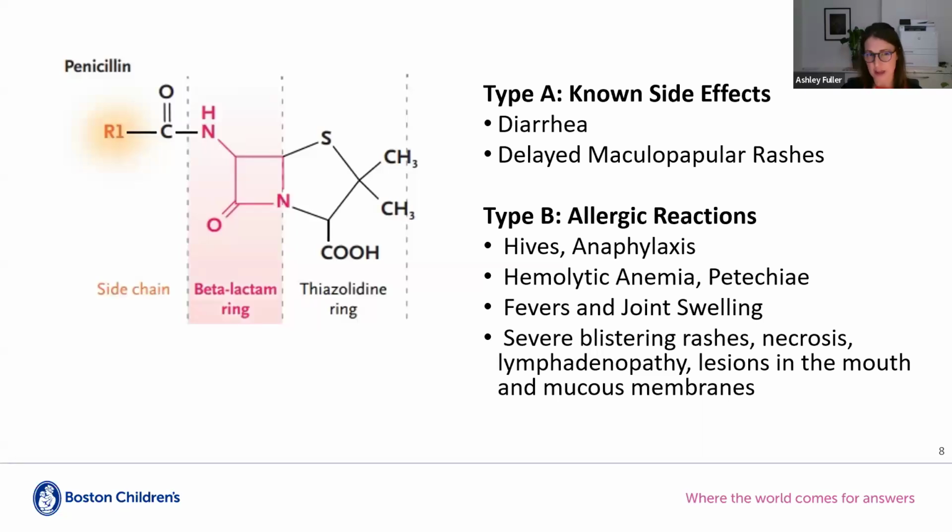So these are the other flavors of antibiotic reactions, which include some type 2 or cytotoxic reactions, such as hemolytic anemia or petechiae; type 3 reactions, which are actually caused by immune complexes, the classic example of which is serum sickness reaction, associated with a rash but also fevers and joint swelling; and it can also cause some type 4 or T cell mediated reactions, which include symptoms of severe blistering rashes, necrosis of the skin tissue, swollen lymph nodes, and oral lesions or sores on the inside of the mouth and the mucosal membranes.